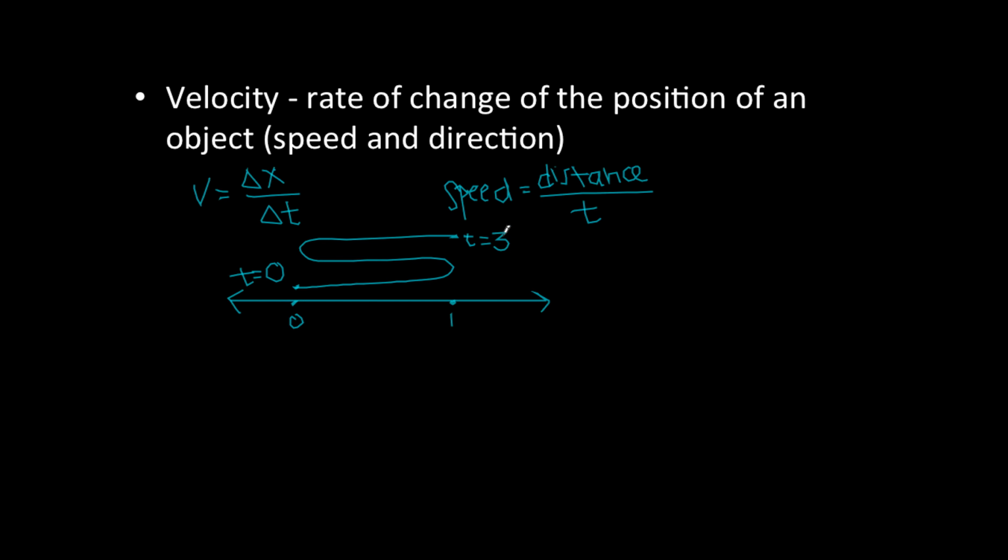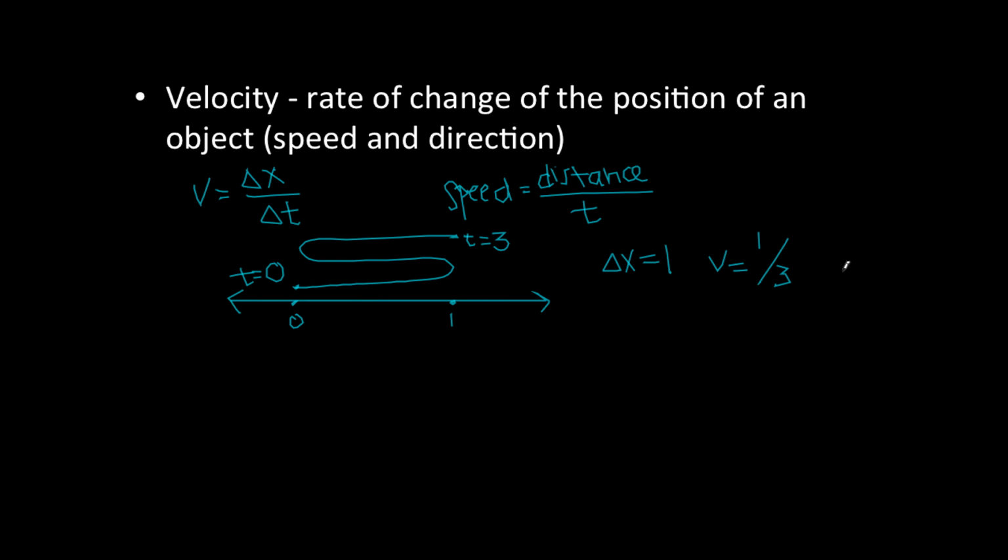So to find the average velocity, we need to find the displacement. And to find the displacement, only 2 points matter, the initial point and the final point. So you start at 0 and you end at 1. So delta x, or your displacement, is 1. So your velocity, or average velocity, is the displacement over the time, which is 3. So your average velocity is 1/3.